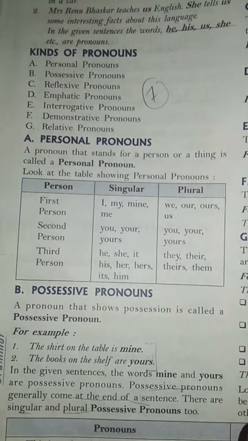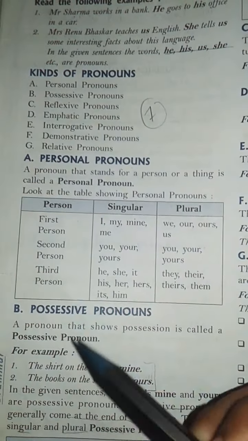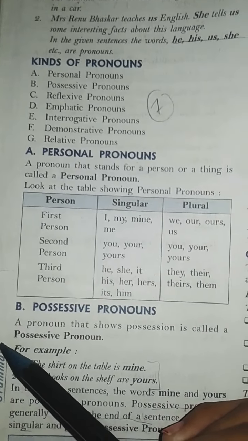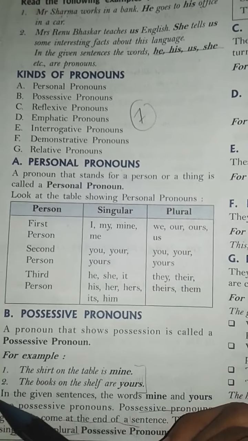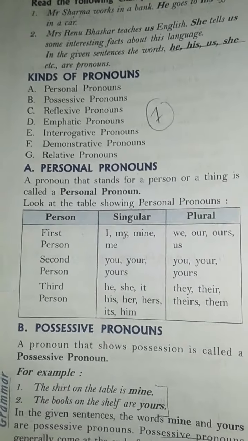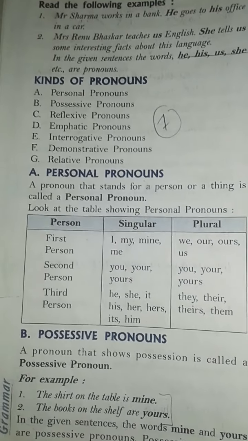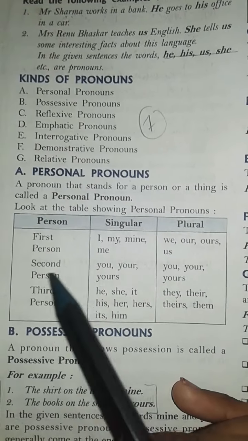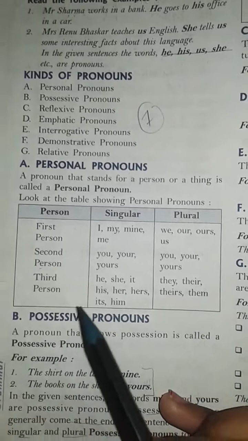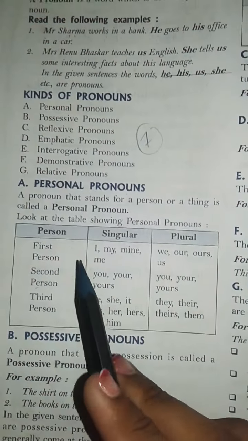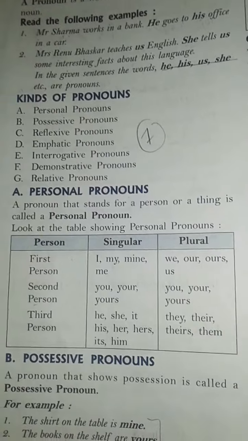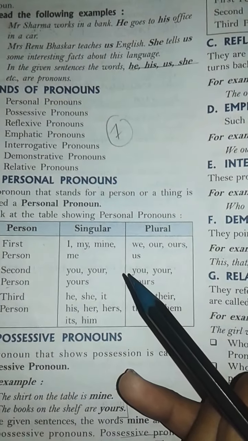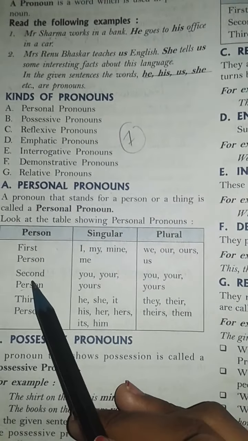So first is the personal pronoun. A personal pronoun is one that stands for a person or a thing. See this table. The first person is used as I, my, mine, and in plural we, our, ours, us. Second, like these, and third, you can see. Firstly, see the first person I. This is my book. And in plural we say, this house belongs to us.